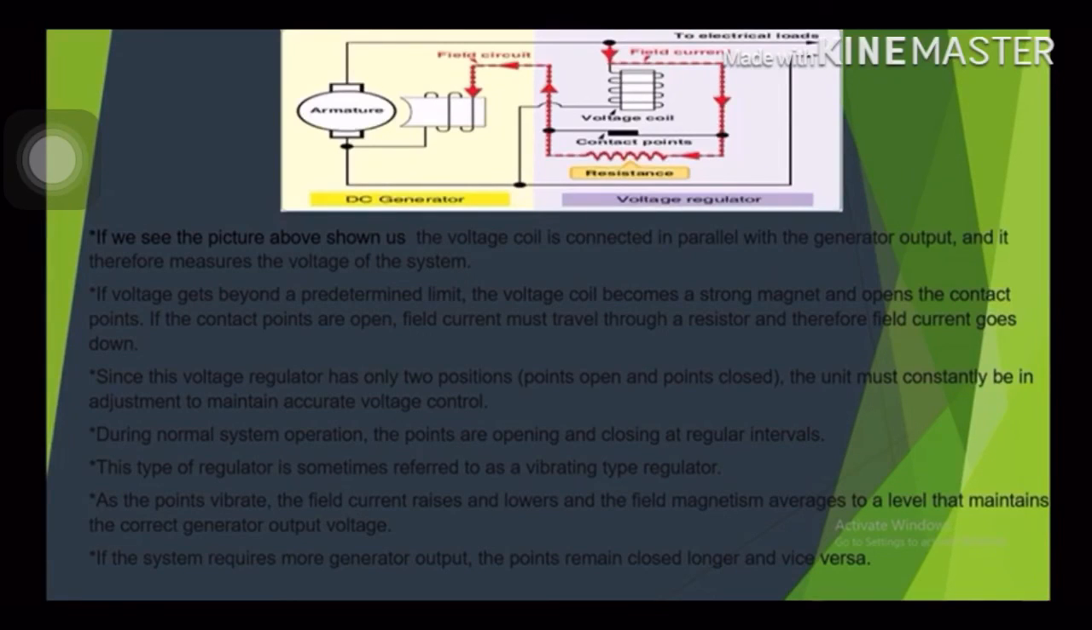During normal system operation, the points are opening and closing at regular intervals. This type of regulator is sometimes referred to as a vibrating type regulator. As the points vibrate, the field current rises and lowers and the field magnetism averages to a level that maintains the correct generator output voltage. If the system requires more generator output, the points remain closed longer, and vice versa.